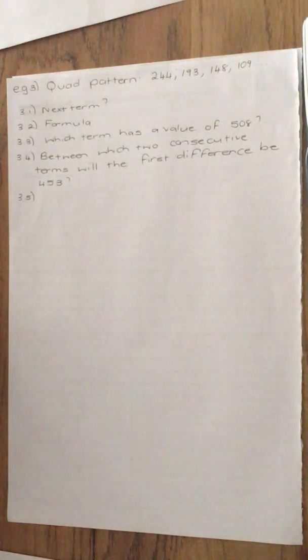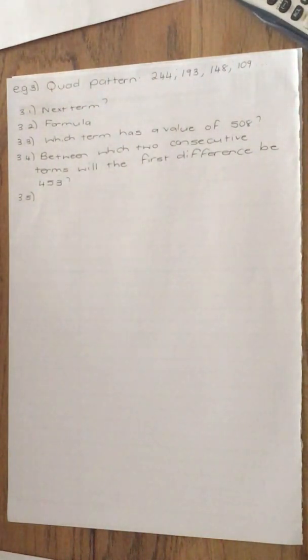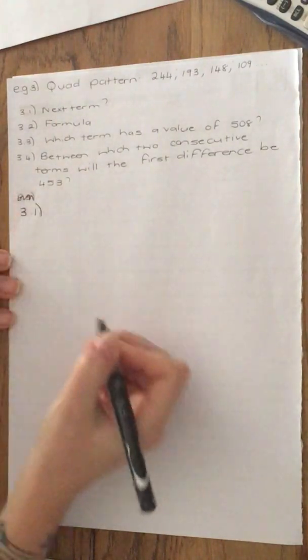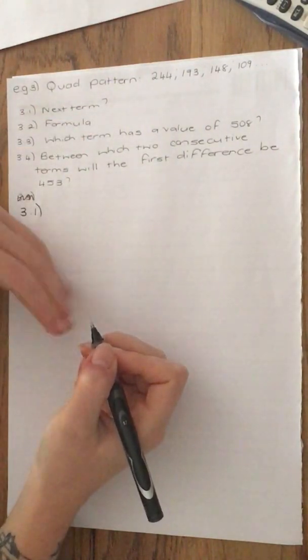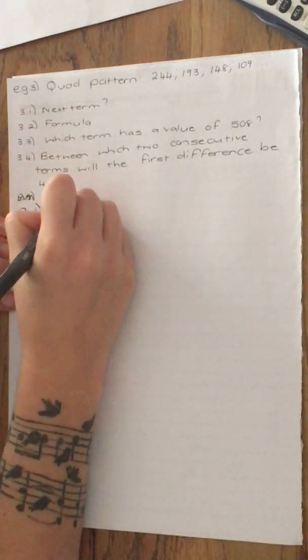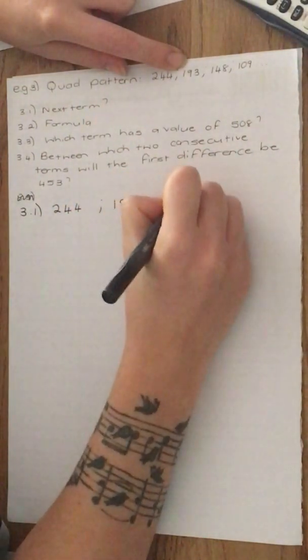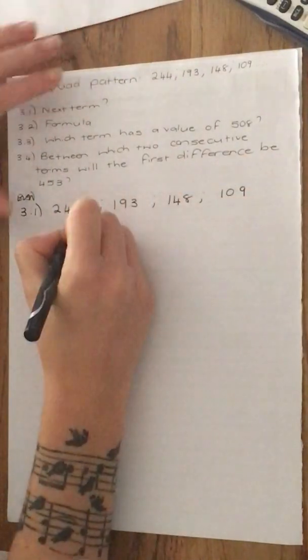All right. Just remember, guys, you can obviously pause the video in class just to take it down. Okay, we are now moving on to quadratic patterns. Now remember, quadratic patterns is the spider. So you are going to have to subtract them and then subtract them again. Okay, so I'm going to start here, 3.1. They want the next term. I'm just immediately going to make my spider because then it will make my life easier. So it's 244, 193, 148, and 109.